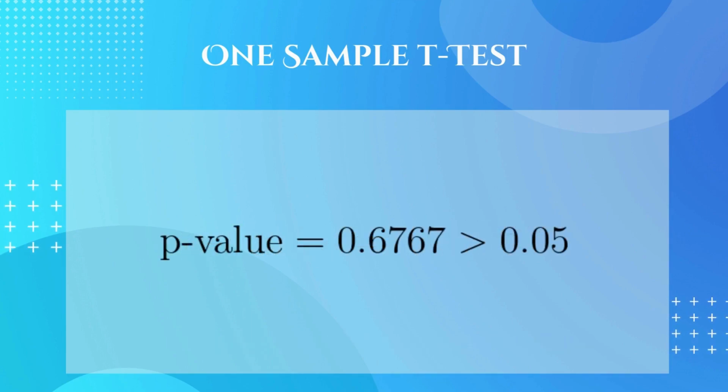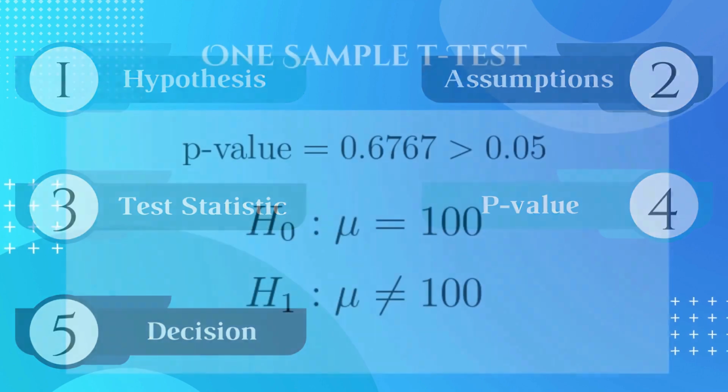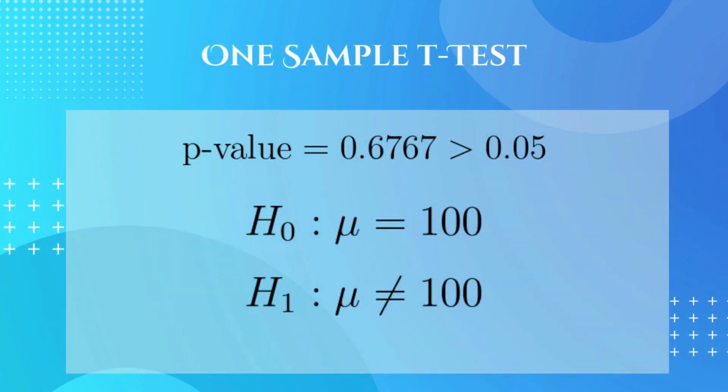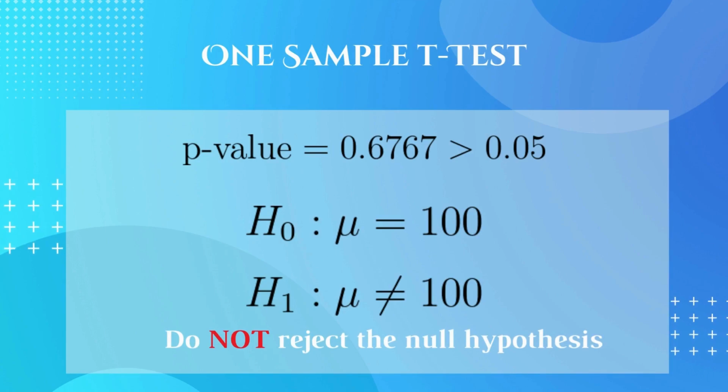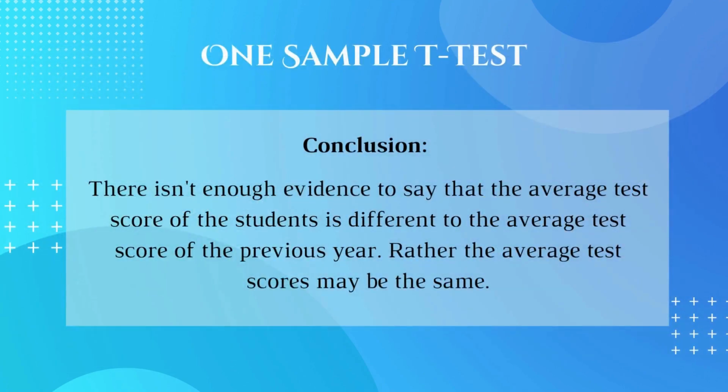We also know that our p-value is greater than 0.05. We can now move on to the fifth step to make a decision to either reject or not reject the null hypothesis based on our p-value. As our p-value is greater than 0.05, we do not reject the null hypothesis. Finally, let's consider our research question as we write our conclusion in the last step. There isn't enough evidence to say that the average test score of the students is different to the average test score of the previous year. Rather, the average test scores may be the same.